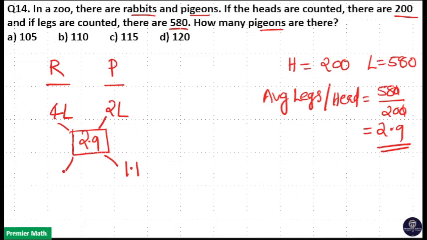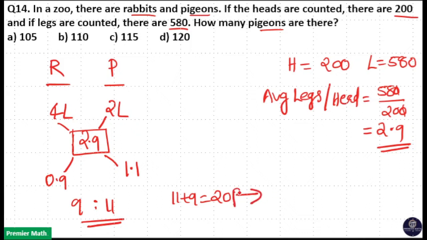2.9 minus 2 is equal to 0.9. If you multiply it by 10, it becomes 9 is to 11. So 9 is to 11 is the ratio of rabbits and pigeons. That means 11 plus 9 is equal to 20. 20 parts is the number of heads. That is the total number of rabbits and pigeons.